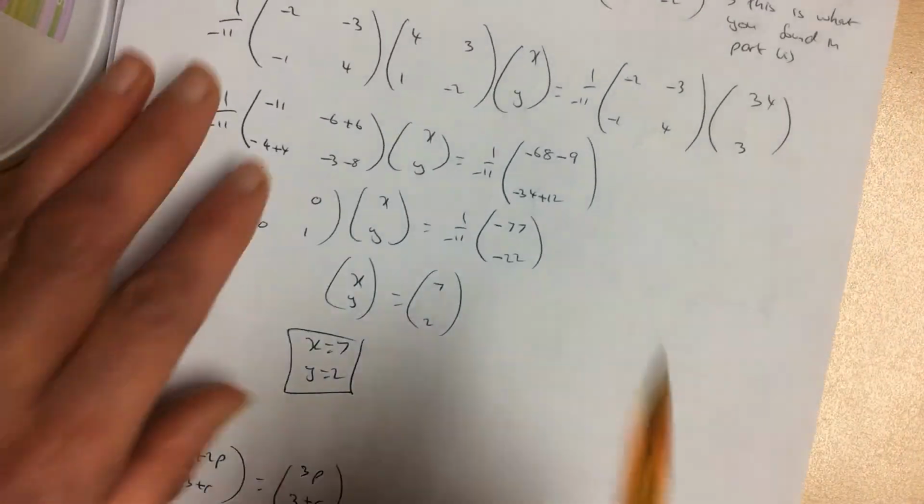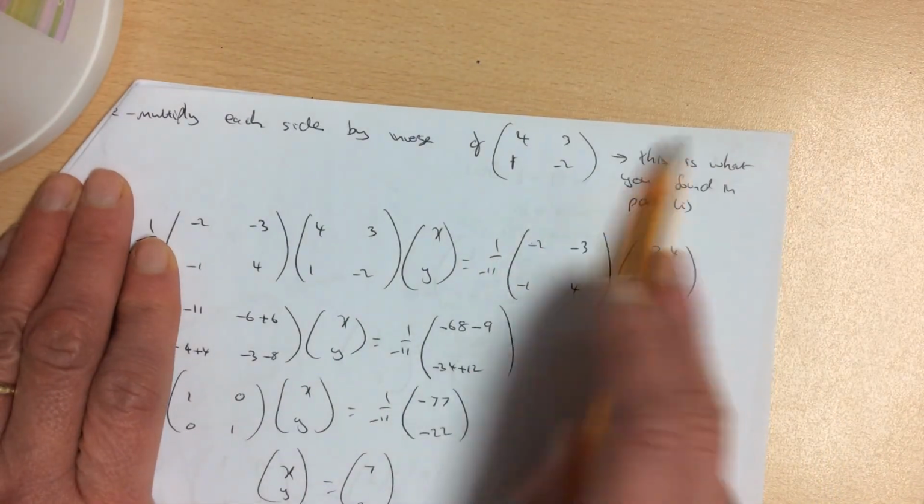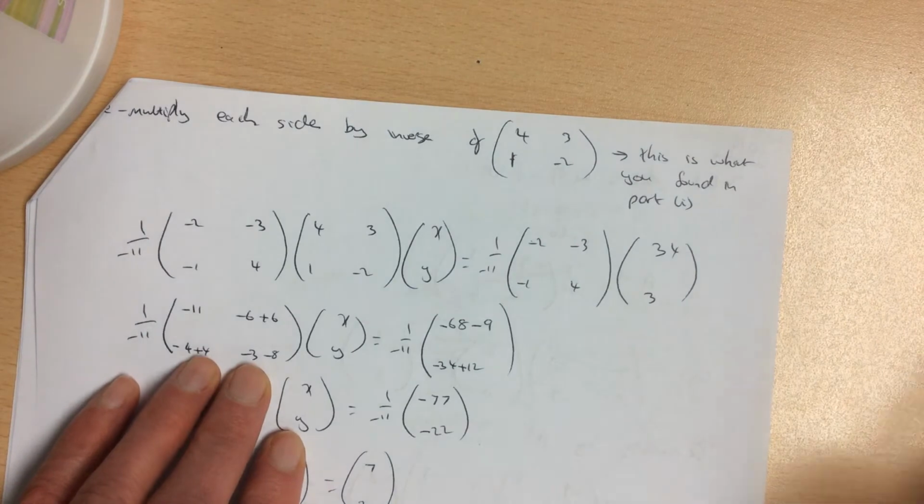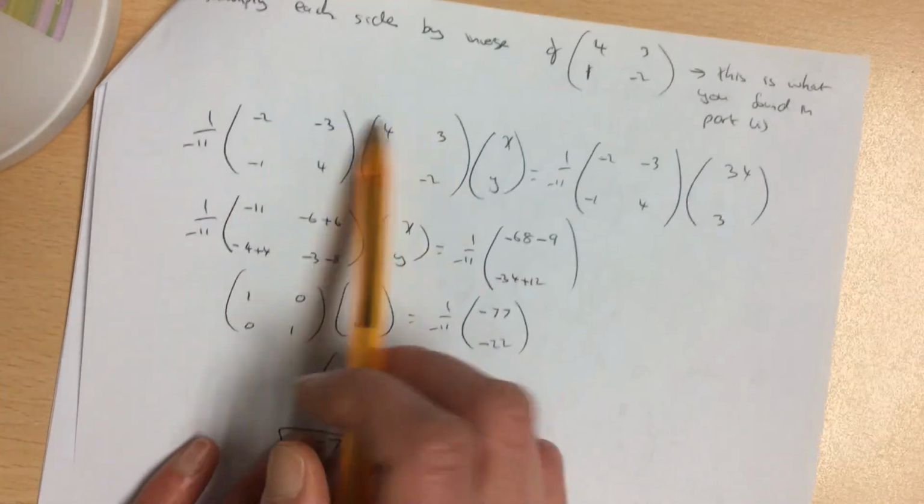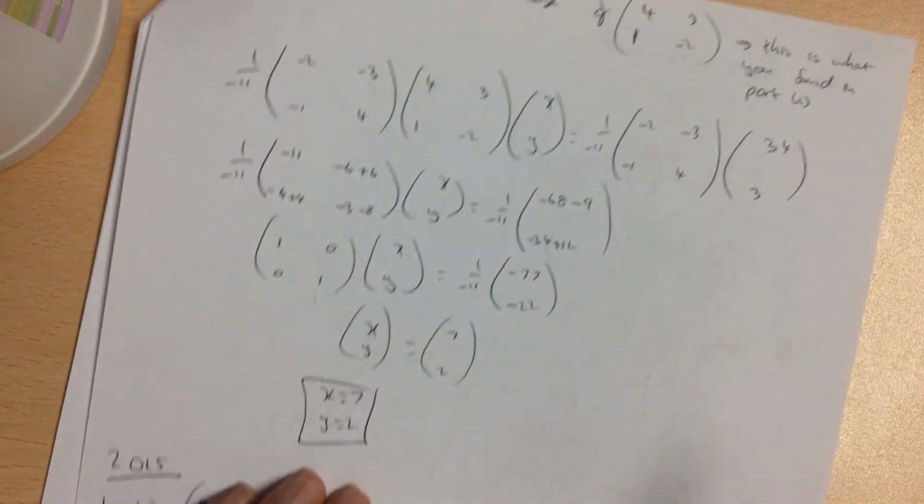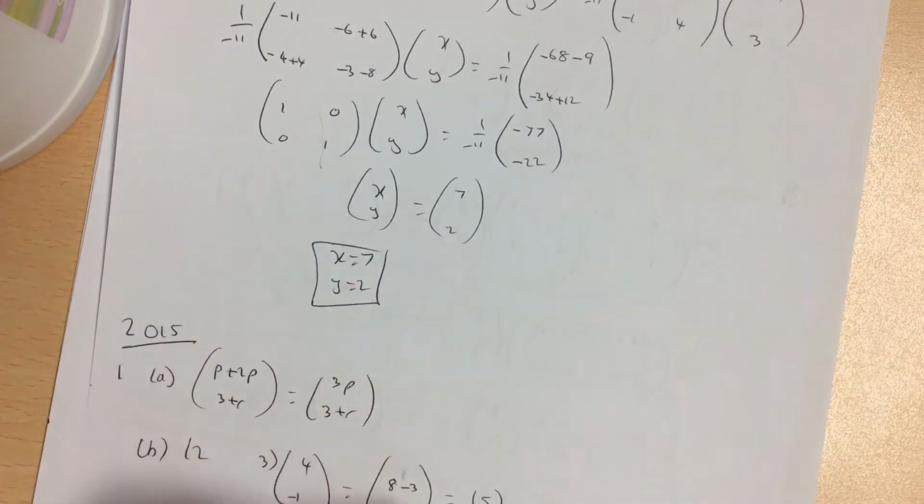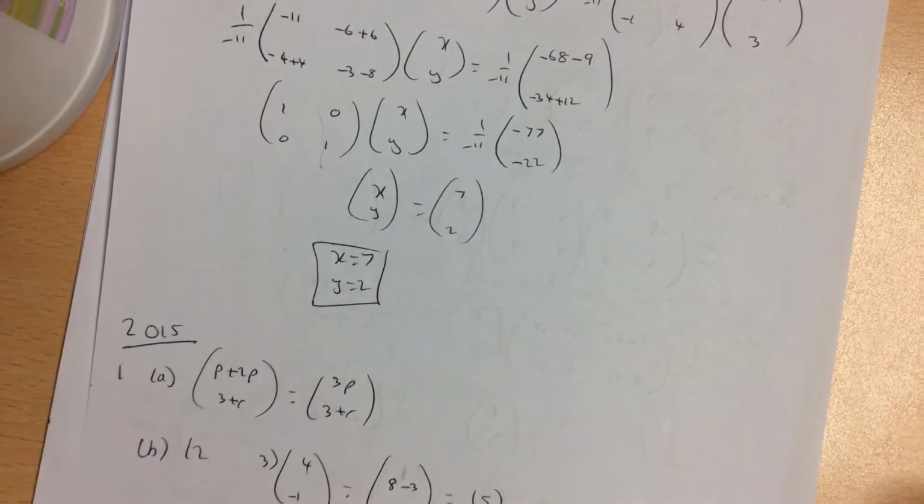So it's the same as before. Pre-multiply each side by the inverse. And this is what you found in part 1. So use your answer for part 1. Now you can see me checking the left-hand side out. You don't have to do that, but you must do this side. And at the end, it's really, really important that you write x equals and y equals.